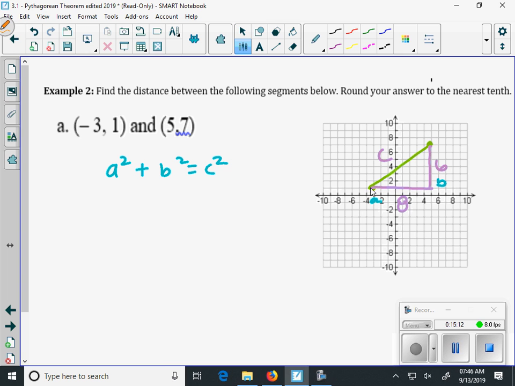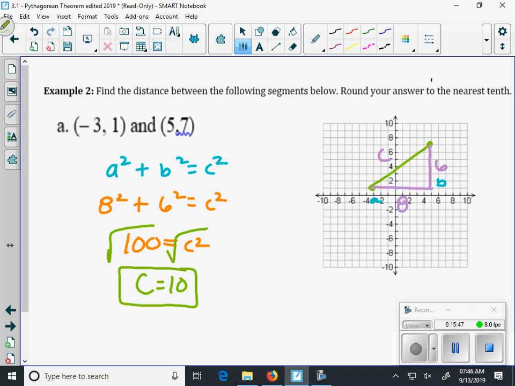We said A was 8, B was 6. Solve for C. What's 8 squared plus 6 squared? Come on, then. Are we done? No. What do we have left to do? Square root. That's the biggest thing I see. We do a wonderful job, but we forget this last step. What's the square root of 100? Questions over that?